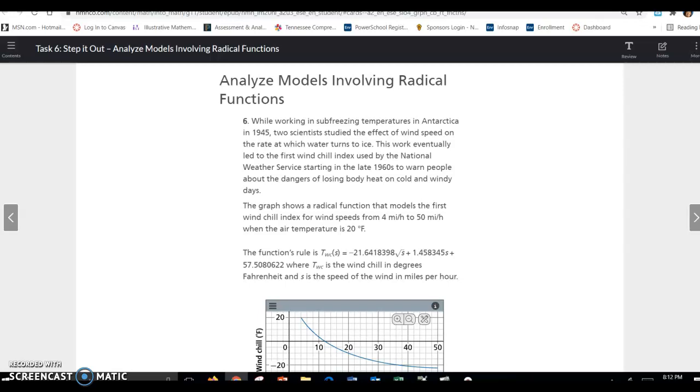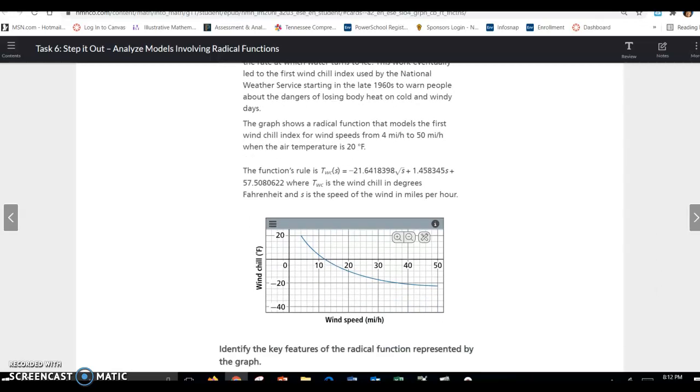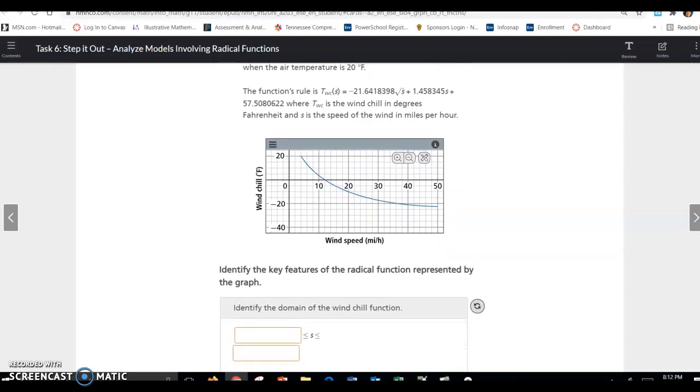The graph shows a radical function that models the first wind chill index for wind speeds from 4 miles per hour to 50 miles per hour when the air temperature is 20 degrees Fahrenheit. So the function's rule is this. You can see where T of WC is the wind chill in degrees Fahrenheit and S is the speed of wind in miles per hour.